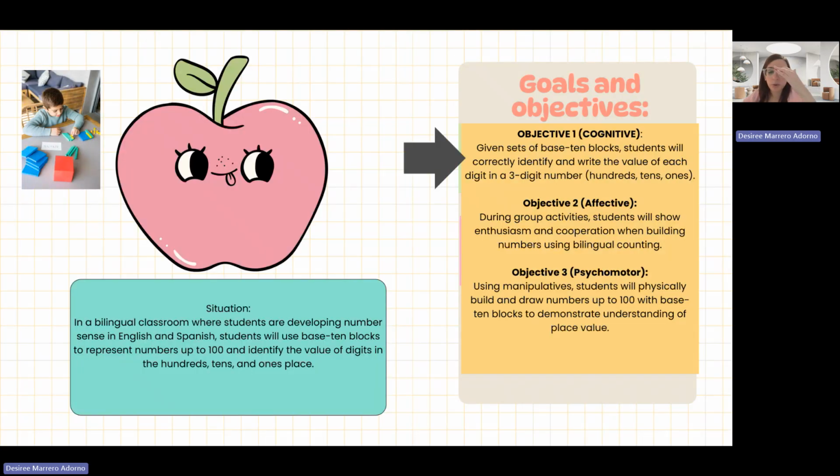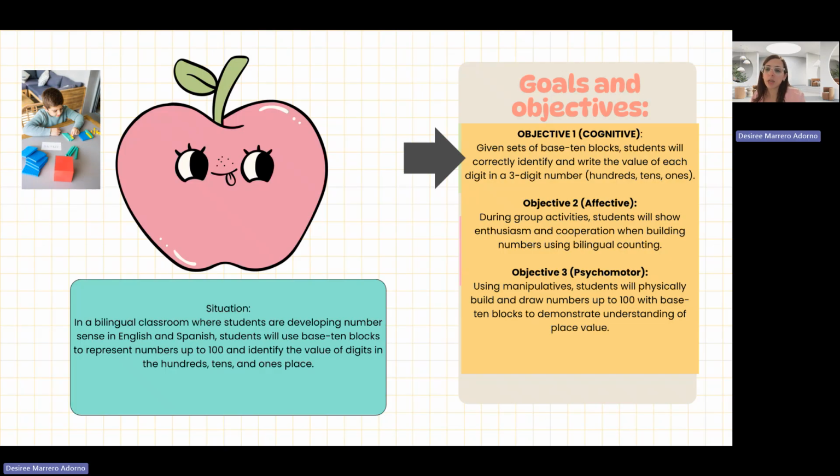The situation, of course, for my objectives is that this is a bilingual classroom and the students have to develop some number sense in English and in Spanish, and they will be using the base-10 blocks to represent these numbers up to 100. In kindergarten, they're supposed to finish the school year knowing the numbers up to 100. And in first grade, they start with the numbers from 101 through 999. So that's why they use three-digit numbers.